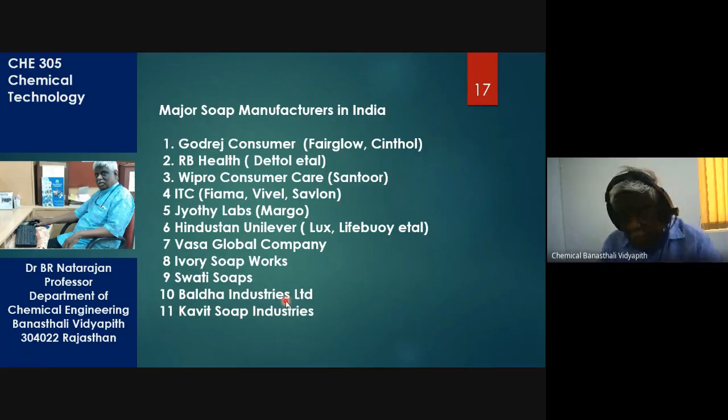Now let's come to some of the major soap manufacturers. Godrej, Fair Glow, Synthol. Most soap manufacturers, remember, they make soap which is more for the women and soap which is mainly for the men. So Godrej uses Fair Glow for the women and Synthol for the men. So Synthol is now available for girls also.